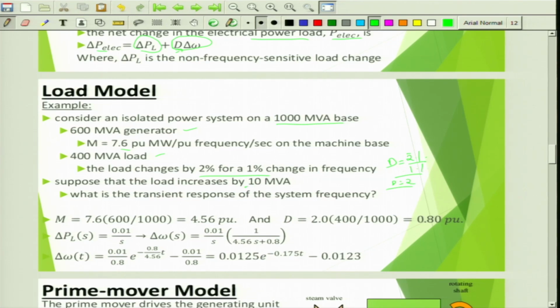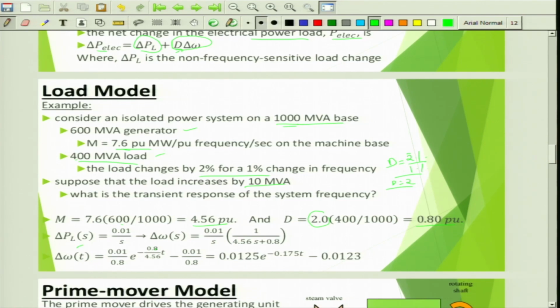Suppose that the load increases by 10 MVA. What is the transient response of the system frequency? So change everything to the per unit level now, that will be easy for our analysis. M is equal to, we have been given 7.6 on the machine base, 600 by the base of 1000, so we will get 4.56 per unit. D is equal to 2 into, we just calculated 2, this into the load of 400 MVA, divided by 1000, you will get 0.8 per unit.